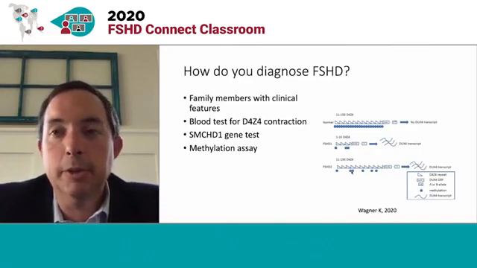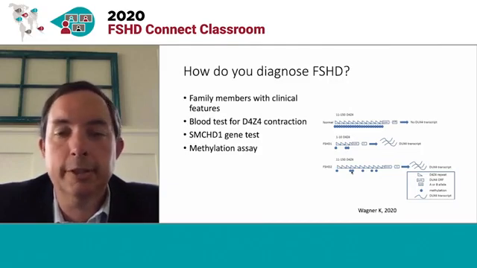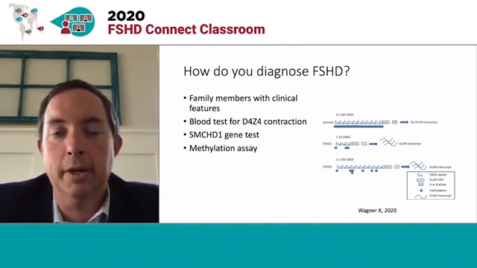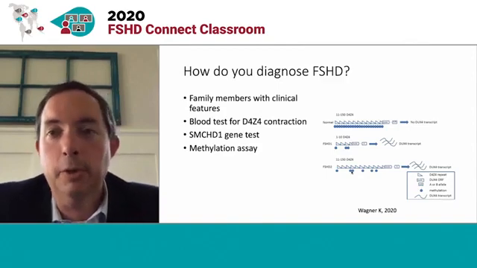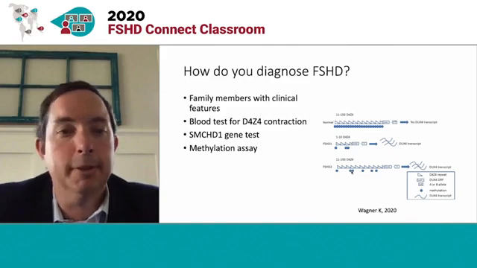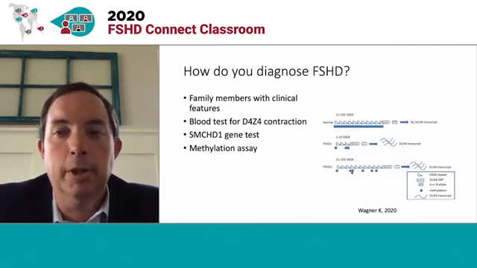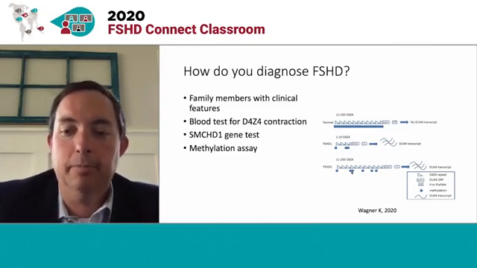Some people will do these in sequence, and some people will do all three tests together. Of course, that practice varies widely. Any approach is actually perfectly acceptable as long as your physician is aware that if they do the blood test for the D4Z4 contraction and that's negative, it still may be FSHD. It could be FSHD2, it could even be related to one of the less common mutations in a methylation gene, and the definitive test is that methylation assay, if it's appropriate.